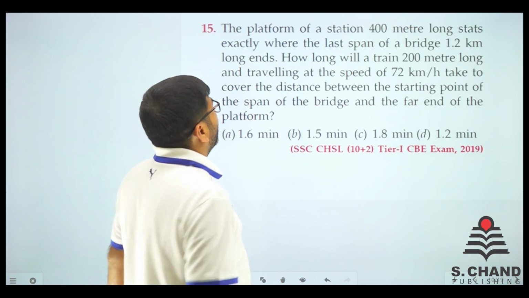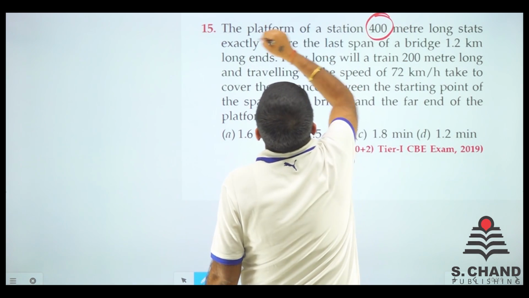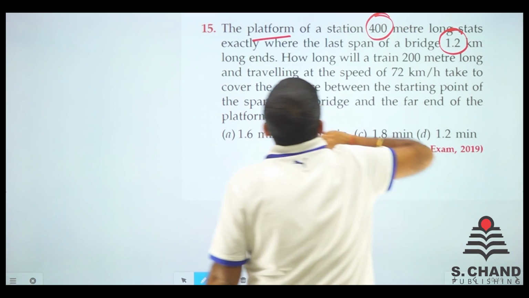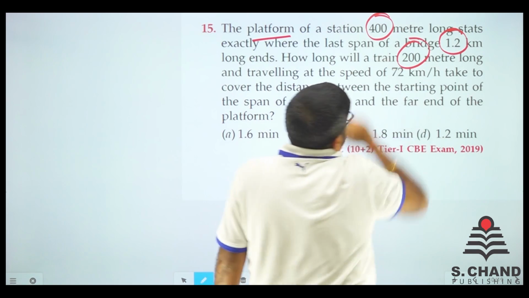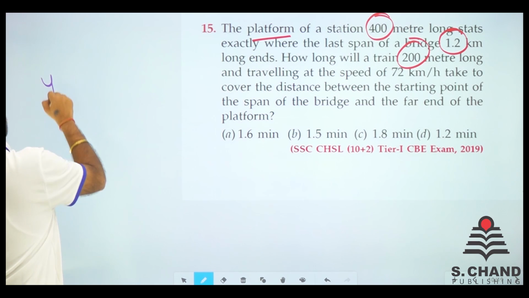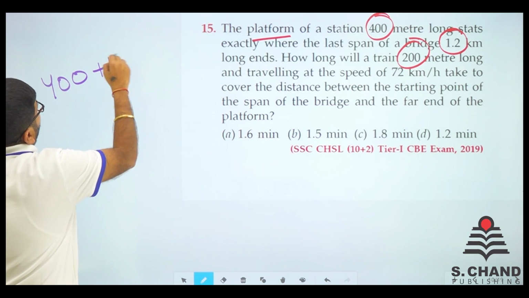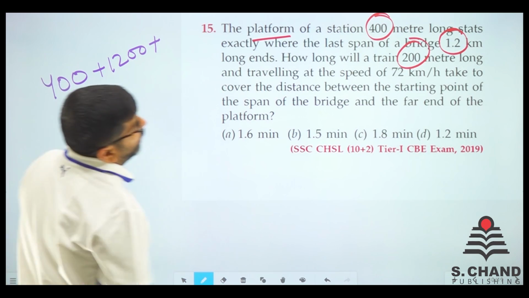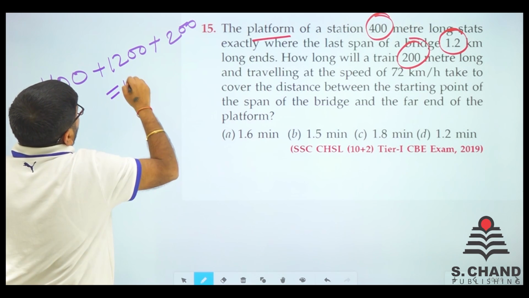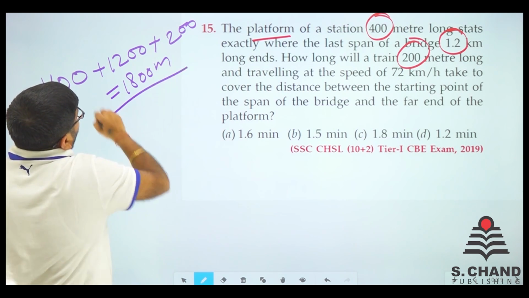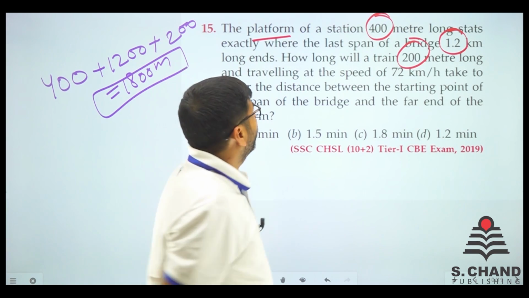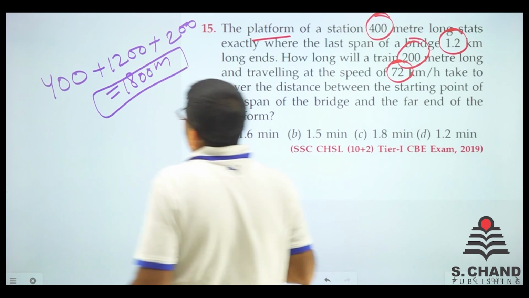But the thing is, there are three things. 400 meter is the platform. The bridge is 1.2 kilometer. And there is a 200 meter length of the train. So when we add all these, the equivalent distance is 400, 1200 and 200. So 4 and 2 is 6. So 1800 meter is the total distance that is to be covered, the relative distance. And the speed is 72 km per hour.